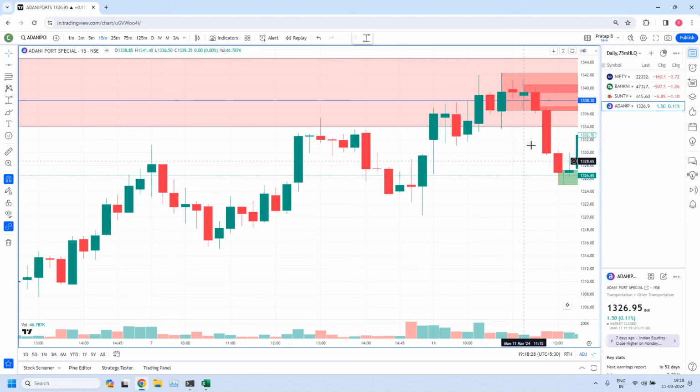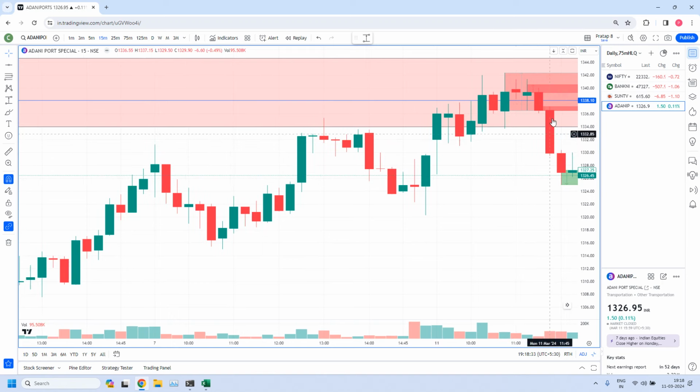When can we take a trade? Again, if there is a retracement into this zone, we can take a trade. When the retracement will happen, maybe it can happen today itself after some time, after this zone creation. Or maybe after a few days, maybe after a week, maybe after a month. If today the prices retrace back to this zone, we can plan a trade.